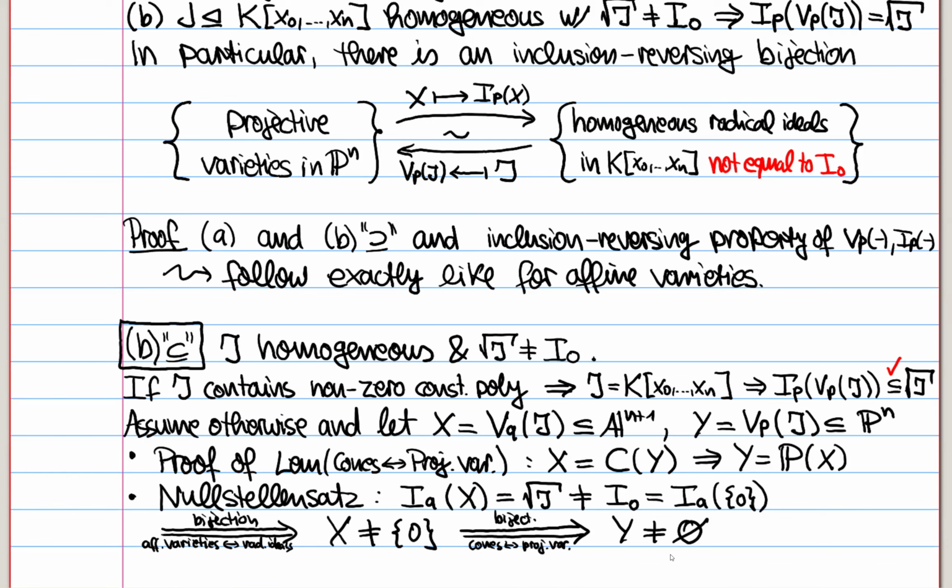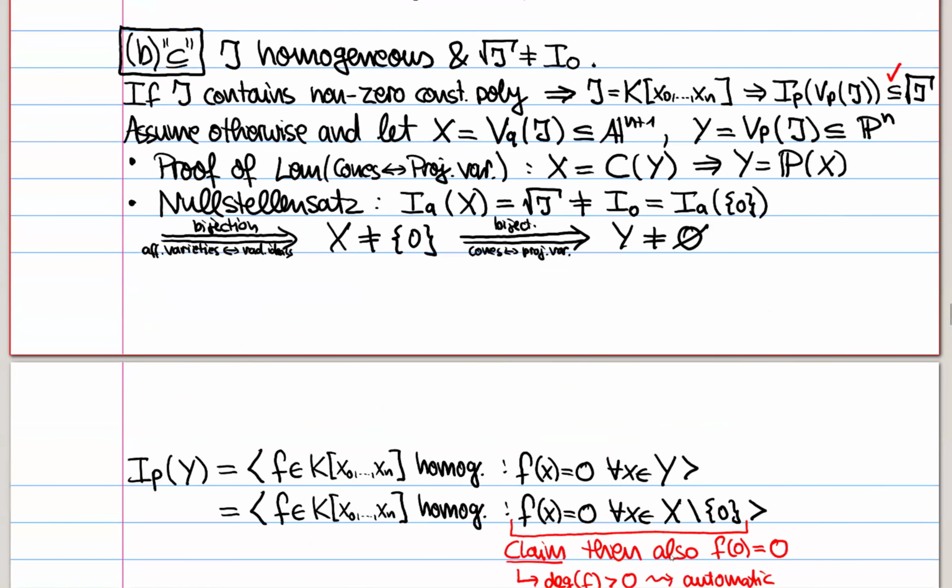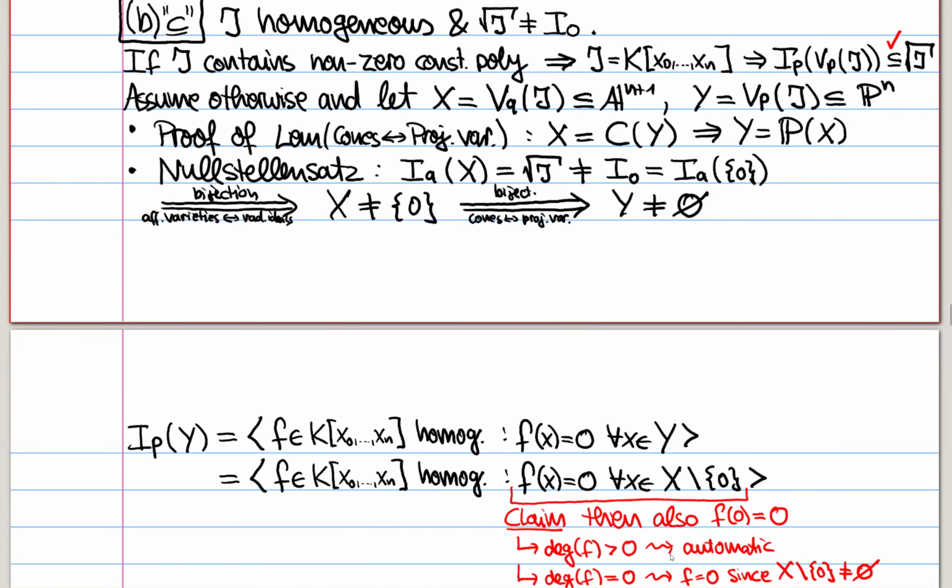And now we want to finish the whole thing. So now we go for proving this inclusion here. We compute IP of VP of J, which we called Y. By definition of IP, it's the ideal generated by all homogeneous polynomials vanishing on all of Y. Spelling this out, what does it mean that this homogeneous polynomial vanishes at this point of projective space? It just means it vanishes on all points in the preimage, in this cone over Y. So it vanishes at all points of X minus the origin.